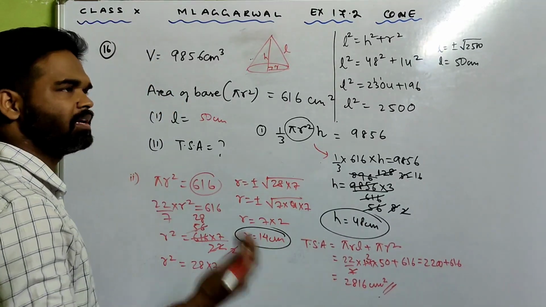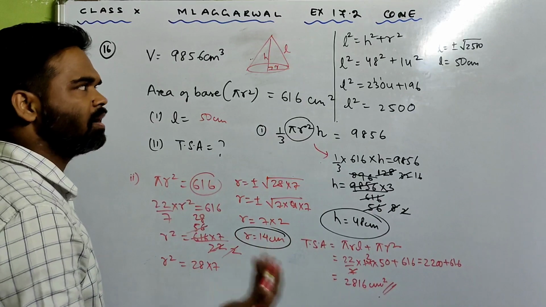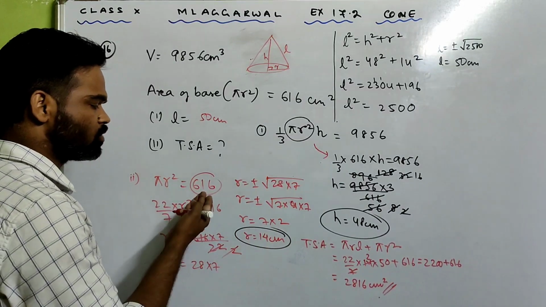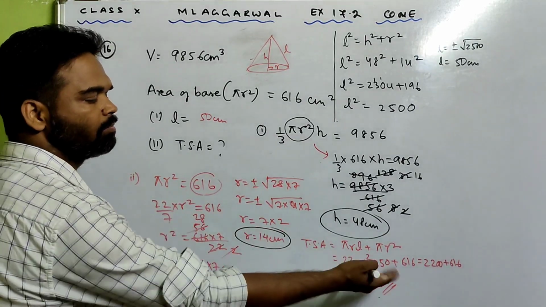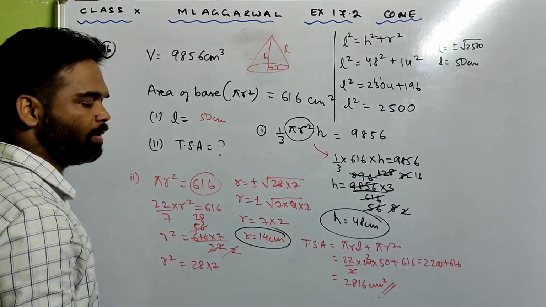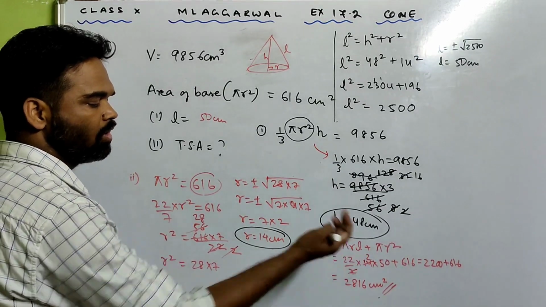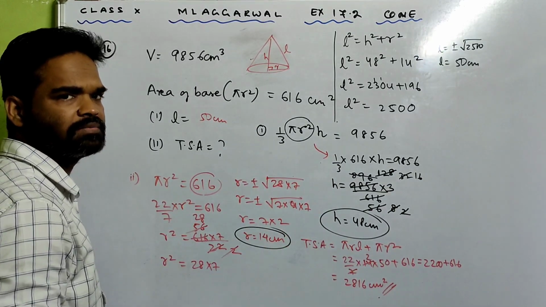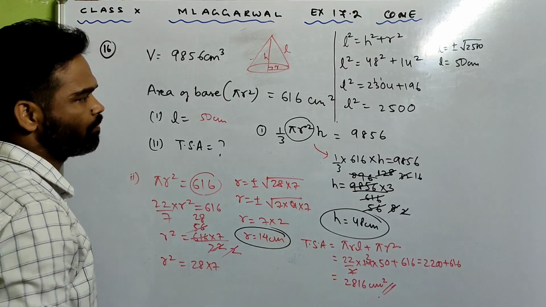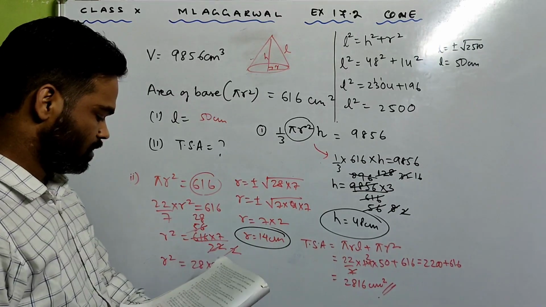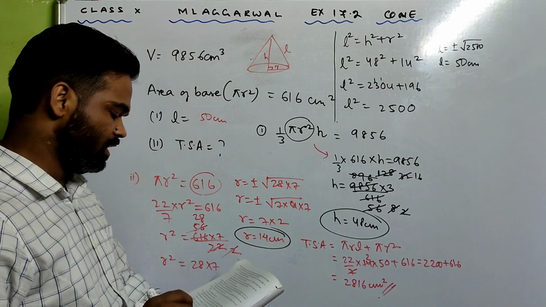Simple. You just remember the formula. TSA is curved surface area plus area of the base. Area of the base was actually given to us, 616. Put it in. And pi r L, R was there, L was there. Substitute and you'll get the answer. This was number 16. Let us try number 17 now.